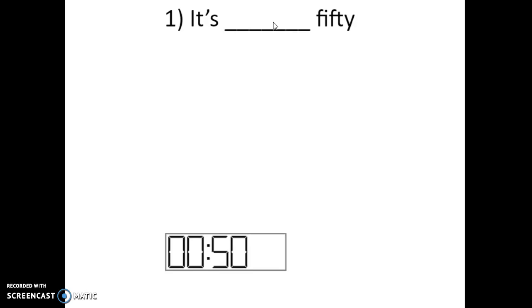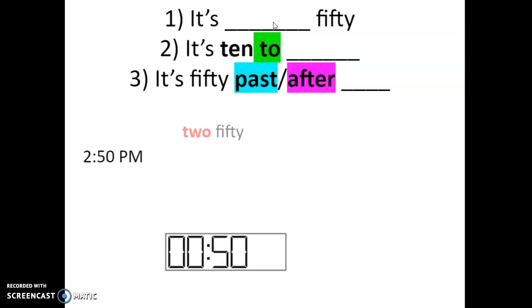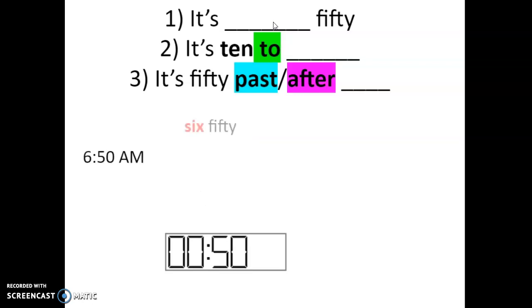Now we have the option it's 50, or it's 10 to the next hour, or it's 50 past or after the hour. So it's 2:50, it's 10 to 3, it's 50 past 2. It's 4:50, it's 10 to 5, or it's 50 after 4. It's 6:50, it's 10 to 7, it's 50 past 6.